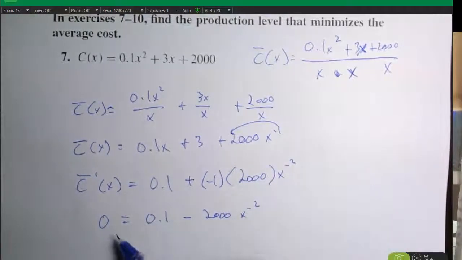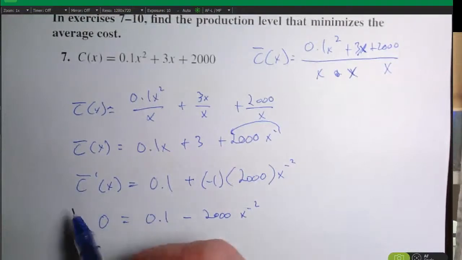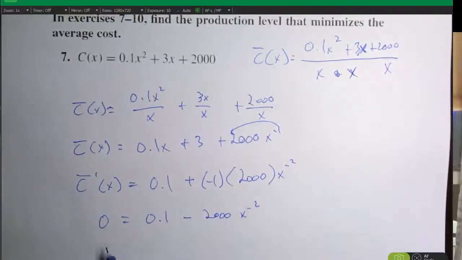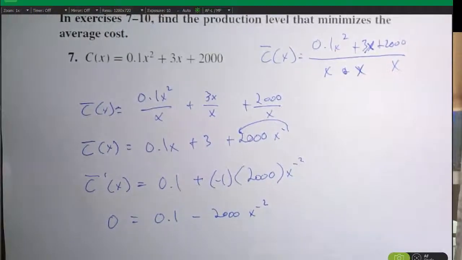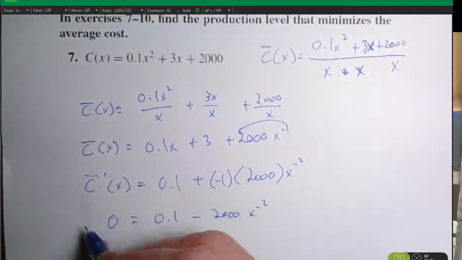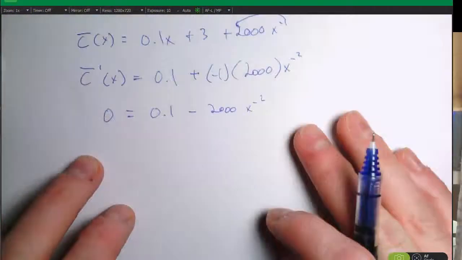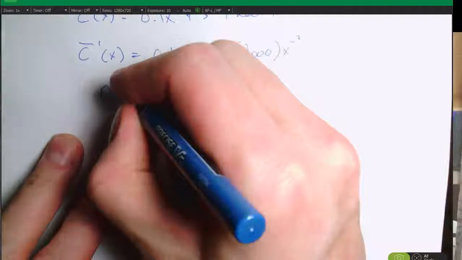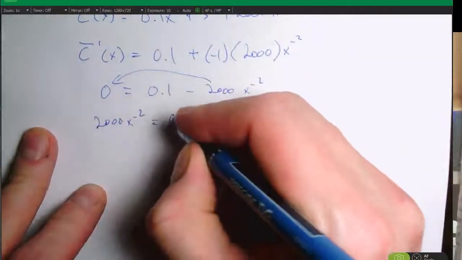Now if you're saying, well wait, why did I set C prime of x equal to 0, or C bar prime of x equal to 0? Remember, I want the minimum. So I want the place where the derivative equals 0, and that will give me the minimum value. So I'm really just solving this equation. Let's say I move this term over here. So now it's just algebra. Move this term to this side. So 2000x to the negative second equals 0.1.